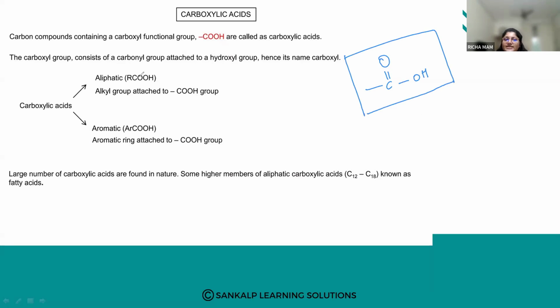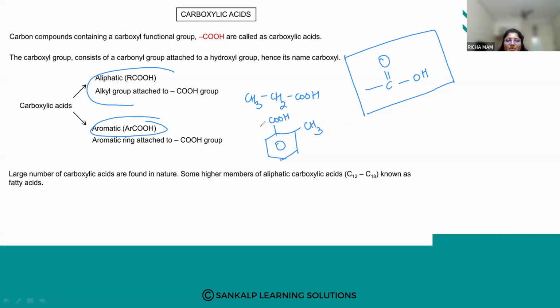These carboxylic acids are of two types: aliphatic and aromatic. Aliphatic means alkyl groups, where an alkyl group is attached to a COOH group. What do you mean by aromatic? There is a benzene ring, and to this benzene ring the carboxylic group is present.